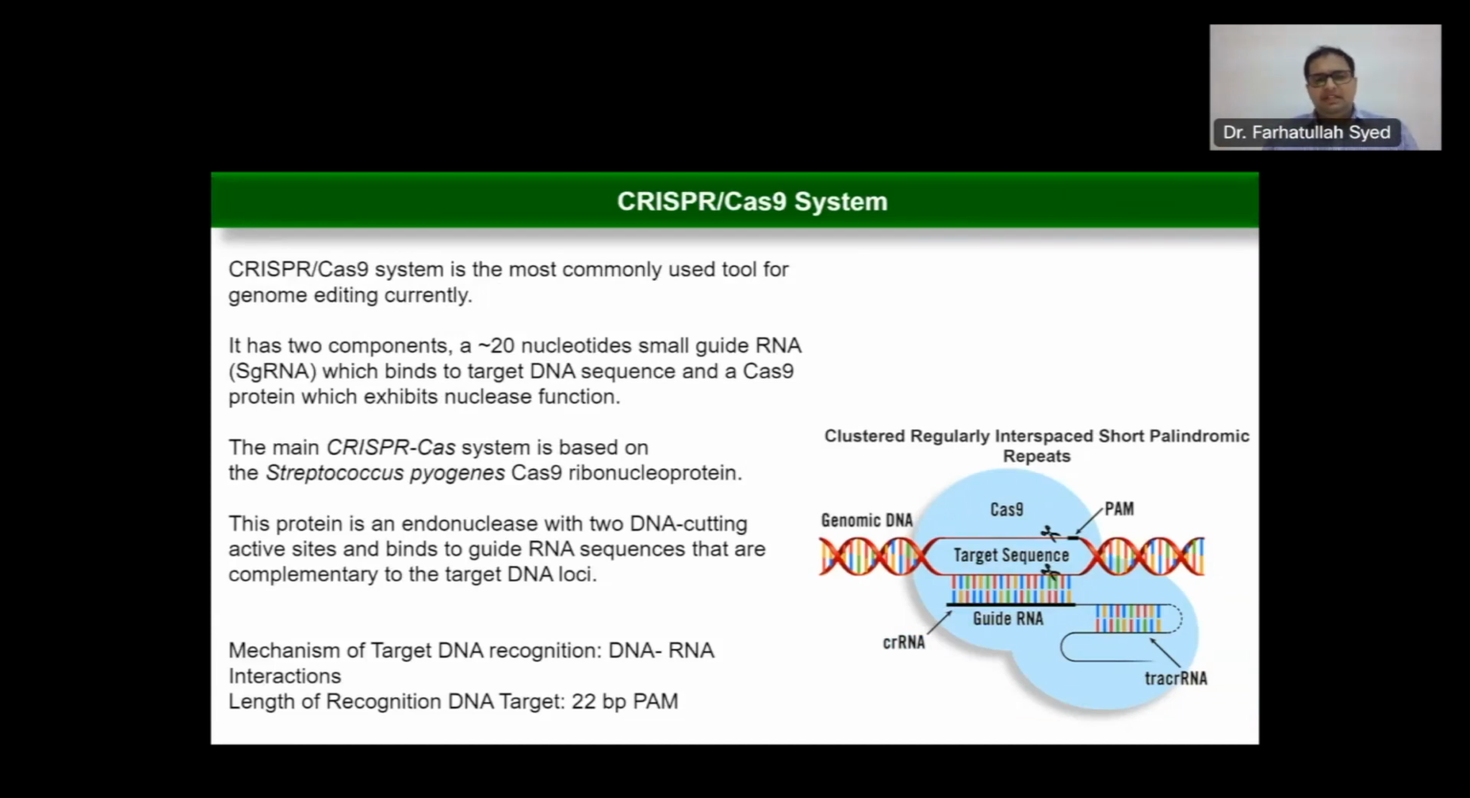This protein is an endonuclease with two DNA cutting active sites, and it binds to the guide RNA sequence that is complementary to the target DNA where you are trying to make a double-stranded break. The most important part is that the mechanism of target DNA recognition is based on the DNA-RNA interaction in the nucleus. The length of the recognition of the DNA target is 22 base pairs plus the PAM sequence.